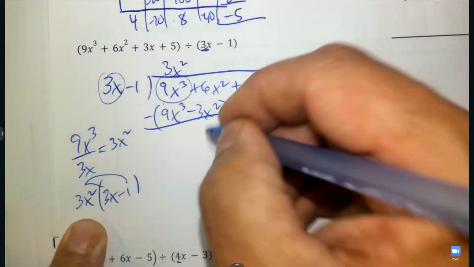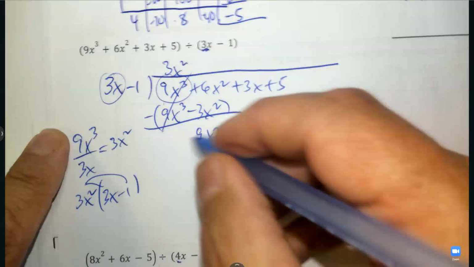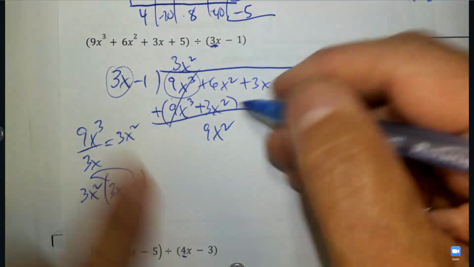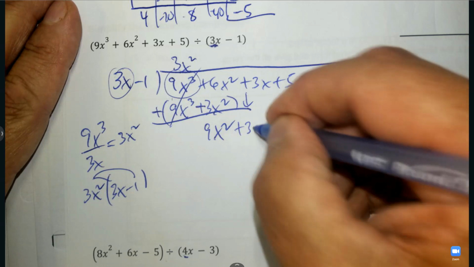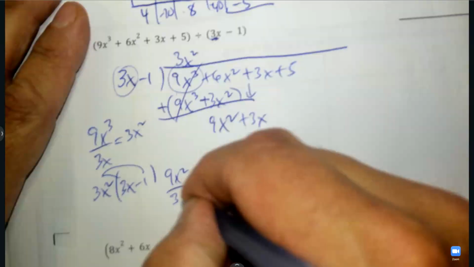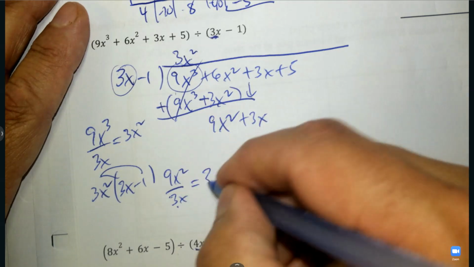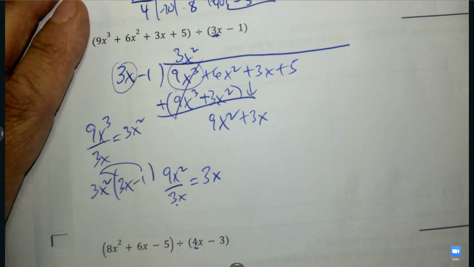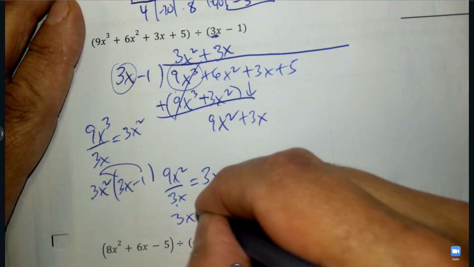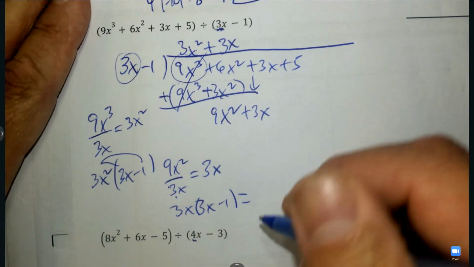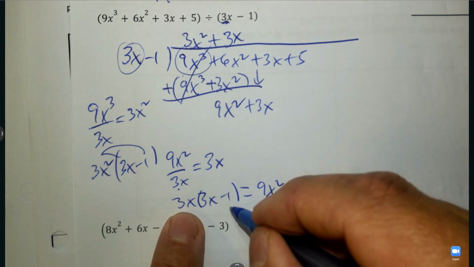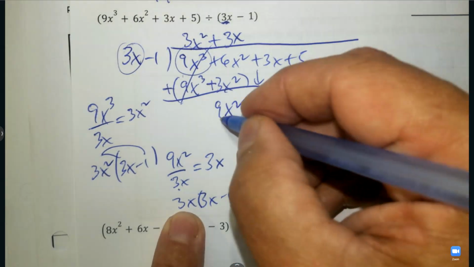Subtract. Be careful. When you subtract a negative, it makes it adding. So that's why it's 9. Bring down the next number and do it again. So the next one is 9x squared divided by 3x. So 9 divided by 3 and x squared divided by x. That gives me 3x. Then I take that answer, 3x, and I multiply it by 3x minus 1. Again, distribute. That's 9x squared, and then 3x times negative 1. Then that answer goes here.